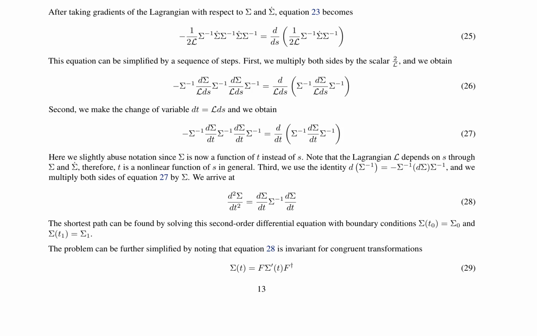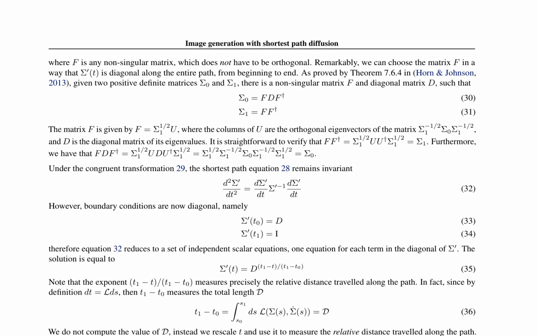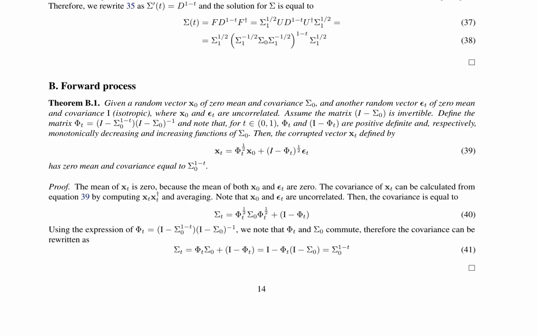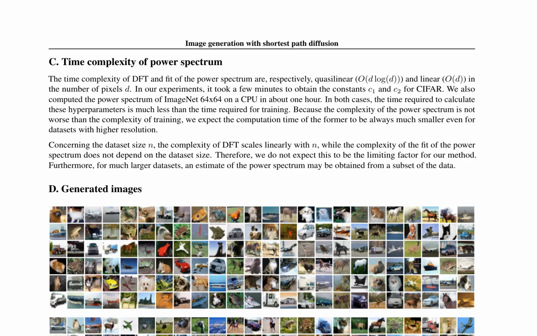This equation can be simplified, and the problem can be further simplified by noting its invariance for congruent transformations. The matrix F can be chosen to diagonalize the covariance matrix along the entire path. The solution for the shortest path is then found by solving a second-order differential equation. The paper also discusses the forward process, including a theorem that proves the corrupted vector has zero mean and covariance equal to sigma 1 minus t0. This process is used for image generation, ensuring that the generated images are of high quality and follow the desired distribution.